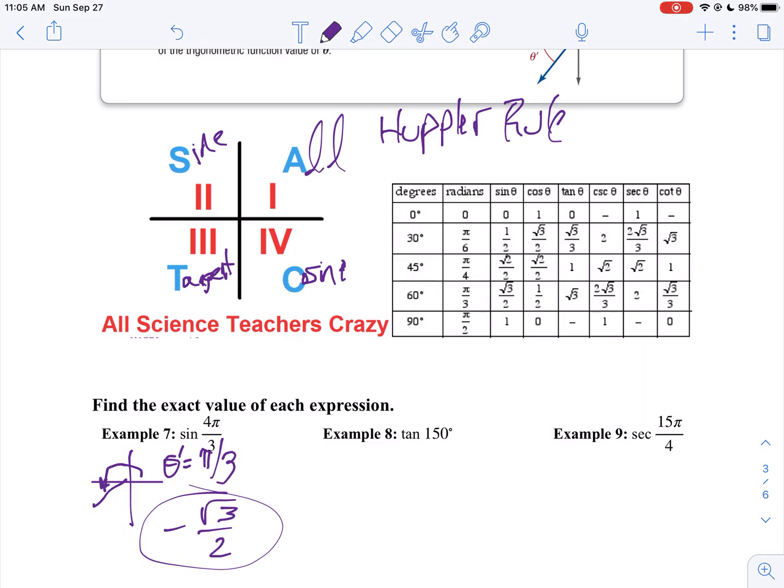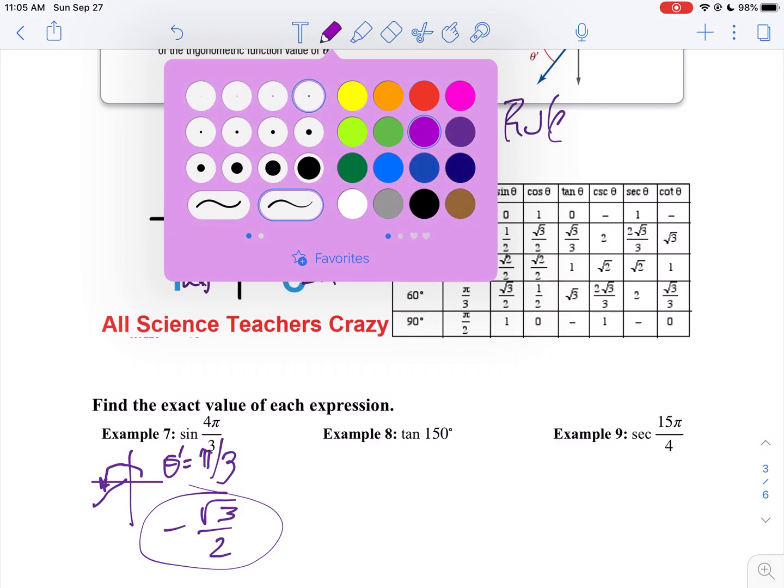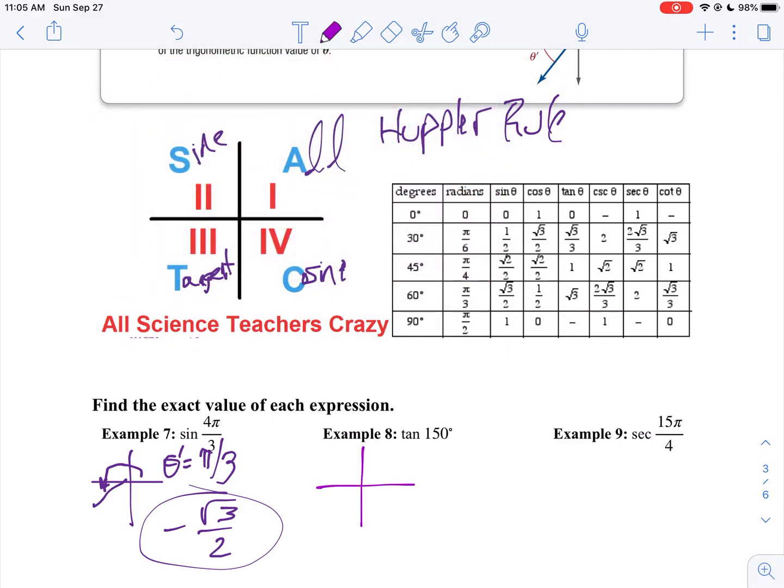Let's do the tangent of 150 degrees. So 150 degrees is between 90 and 180. My reference angle then is 30 degrees. So I look at my chart and I find the tangent of 30 degrees. The tangent of 30 degrees is the square root of 3 over 3.